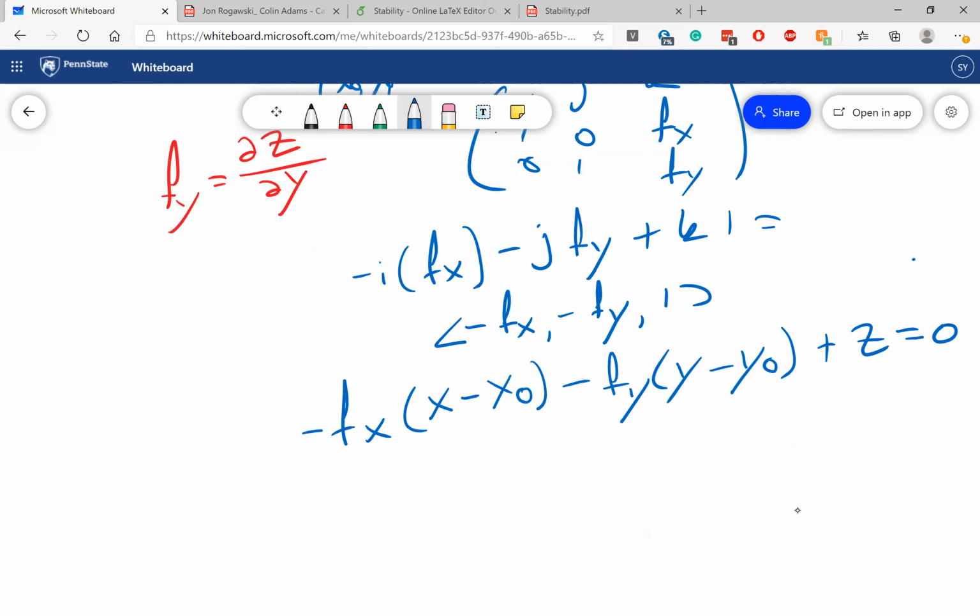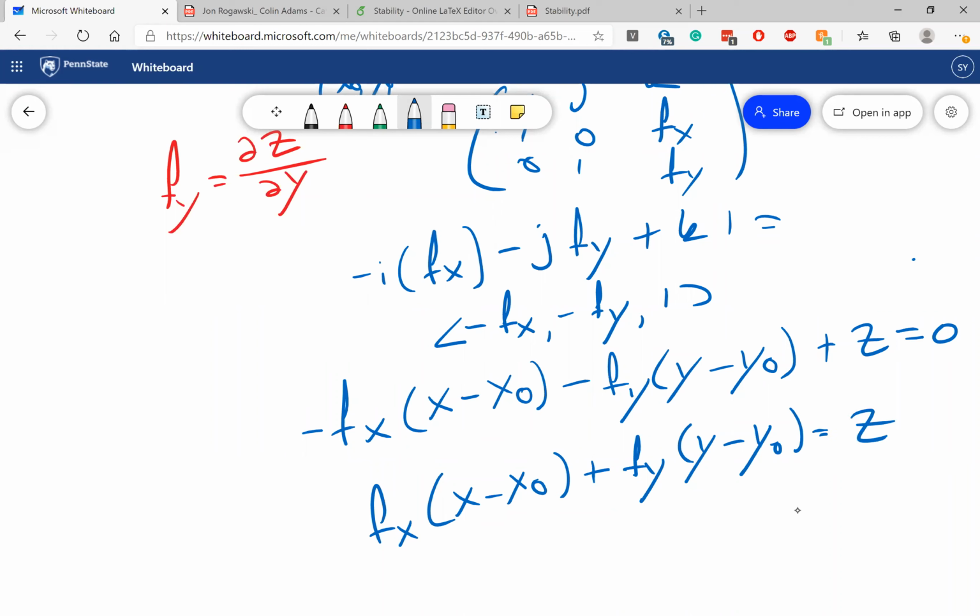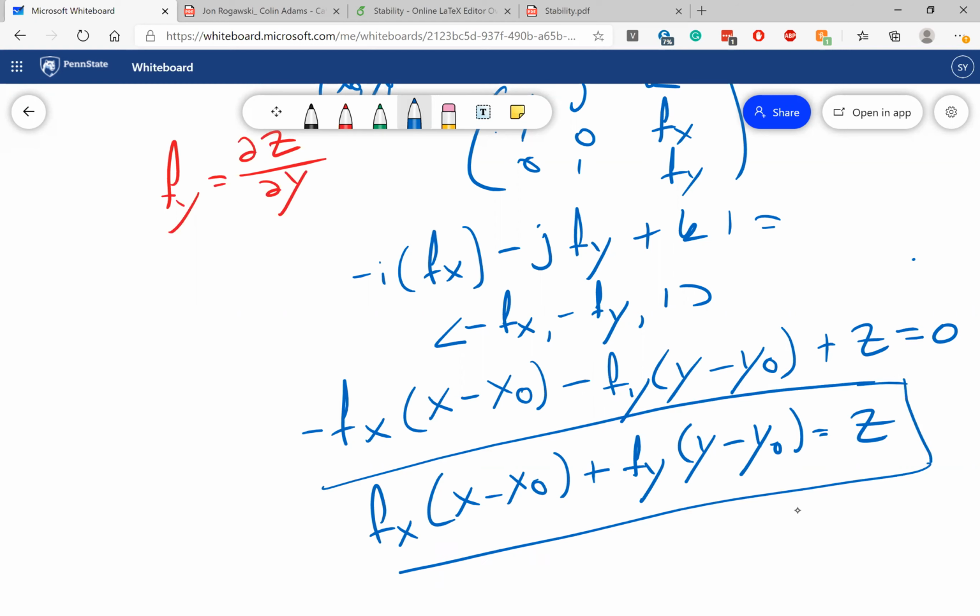Okay, so then we would have, let's take z to the other side and get rid of these negatives. So we would have f with respect to x times x minus f with respect to x times x0. Let me actually not distribute. So that would be f with respect to x times x minus x0, plus f with respect to y times y minus y0, is equal to z. And this is the formula for the tangent plane.